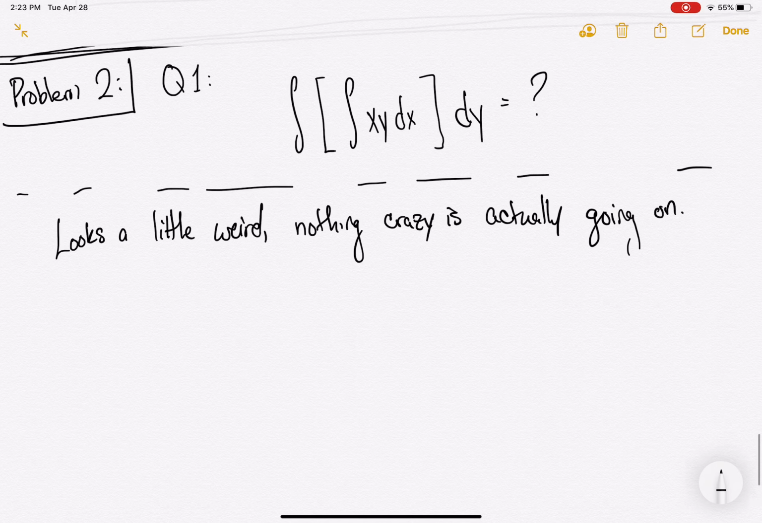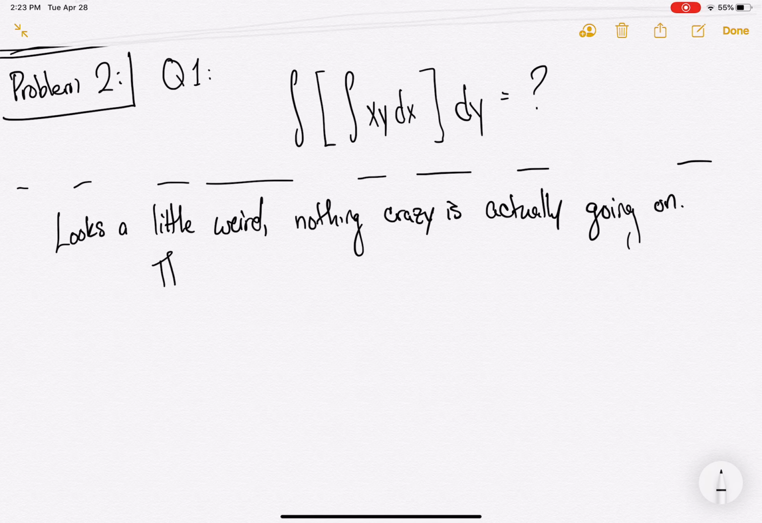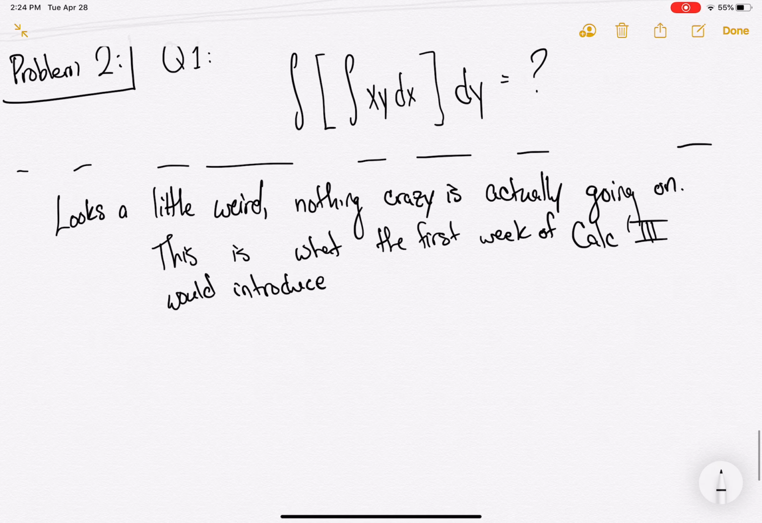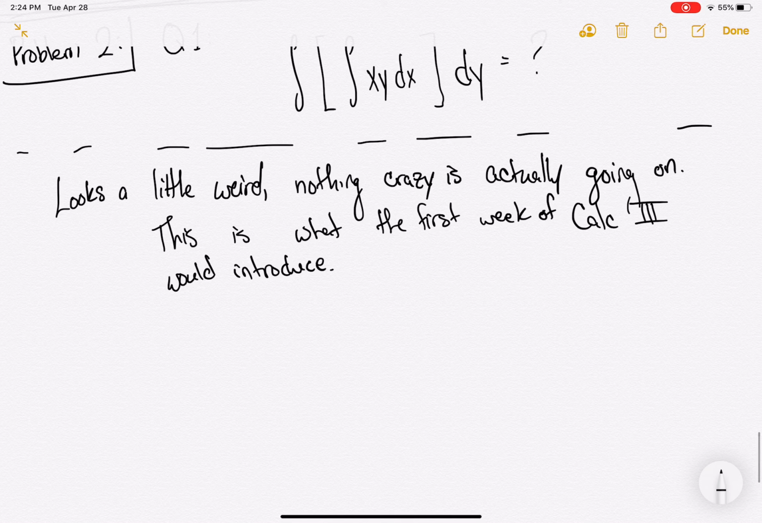This is what the first week of Calculus 3 would introduce. And I don't mean to say that you guys are ready to take Calc 3, and I also don't mean to say that Calc 3 is easy. What I mean to say is this is a Calc 3 problem that you guys actually know how to answer.